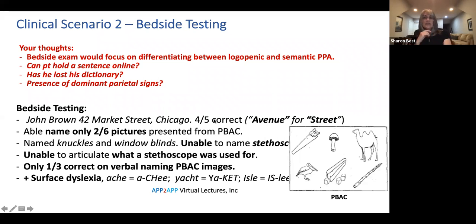He got 4 out of 5, but really just had a semantic paraphasia where he substituted avenue for street. He was able to name 2 of 6 pictures, so that's not very many pictures on the PBAC. He was able to name knuckles and window blind, but unable to name stethoscope. And he was unable to articulate what it was used for. So he had only 1 of 3 correct in the verbal naming on the PBAC images shown here. And he did have a surface dyslexia. So he said Achi for ache, Yakut for yacht, and Isley for isle.